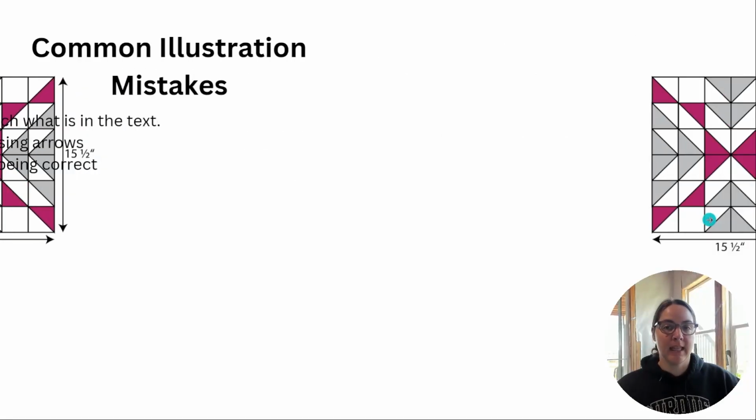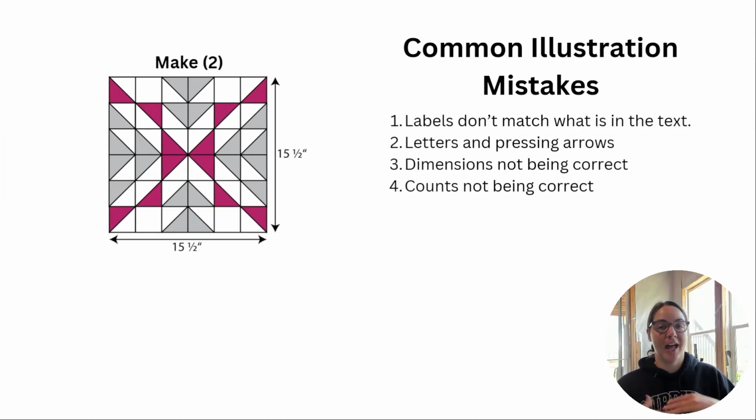And then the last mistake that I see frequently is also not having the counts correct. So you can see at the top here, I've got make 2, but if you were actually supposed to make 4 of this block, that's a problem. So just skimming through and making sure that the counts are actually correct. Also, again, very important.